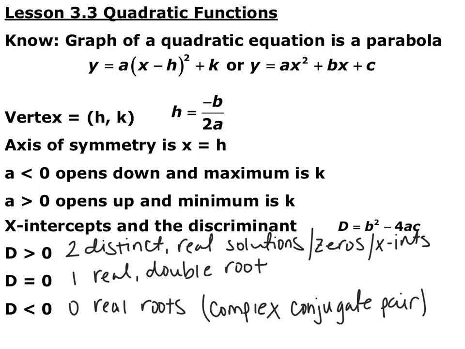X-intercepts and the discriminant. The discriminant is b squared minus 4ac, where a, b, and c are from the original equation. If you get a positive number, then you have two distinct real solutions, zeros, x-intercepts, roots, whatever you want to call them. If D is equal to 0, then you have one double root. And if D is negative, then you have 0 real roots. They're actually complex conjugate roots, which we'll get into in chapter 4.